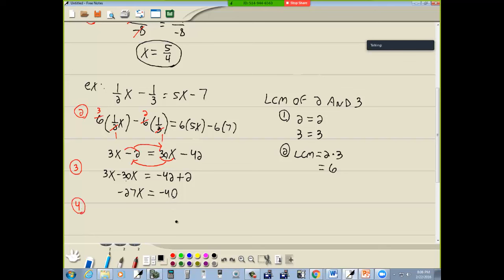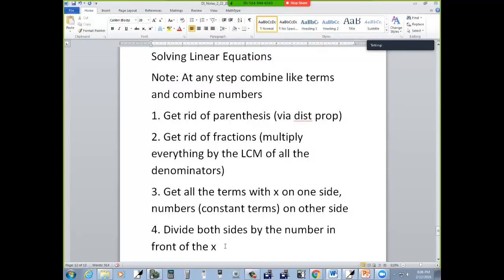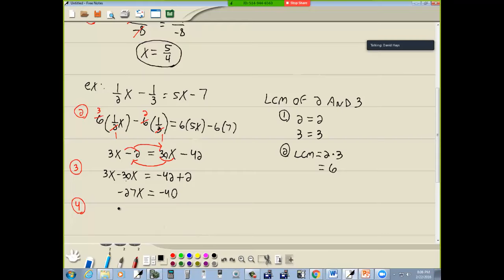Step 4. Divide both sides by the number in front of the x. The number in front of x is a negative 27, so I'll divide both sides by negative 27. And when I do that, these negative 27s cancel. And over here, a negative divided by negative, the negatives cancel, because a negative divided by negative is positive. And I'm left with 40 over 27. That doesn't look like it'll simplify any. Oftentimes I come up with nasty fractions like this when I make up a problem. It doesn't come up nice like x equals 1 or x equals 2.